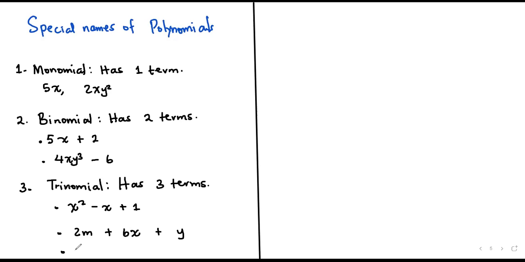Let's say you have 2x squared plus 10x plus, let's say, 4. This is also a trinomial. So I hope you have understood these three special names of polynomials. So let's get some examples and we check if it is a polynomial or if it is not a polynomial.